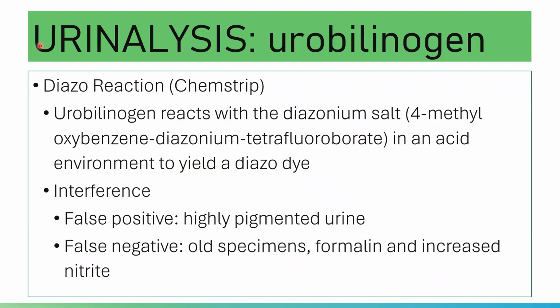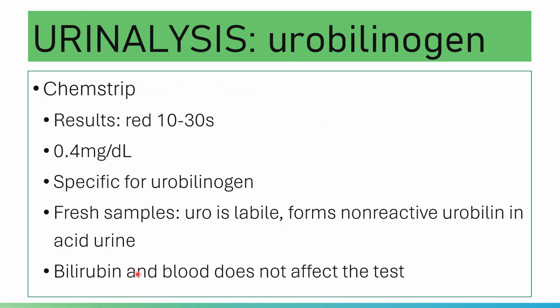Formalin and increased nitrite, accordingly, will cause false negatives. Please note, for chemstrip, it can read as low as 0.4 milligrams per dL. And again, it is specific to urobilinogen. Fresh samples are utilized because urobilinogen is labile and it forms non-reactive urobilin in acidic urine. Your urobilin will not give a positive test because it will not produce a red azo dye in chemstrip. And bilirubin in blood does not affect the test.